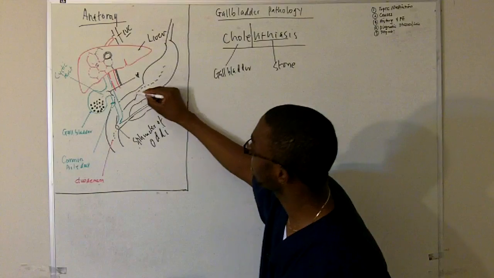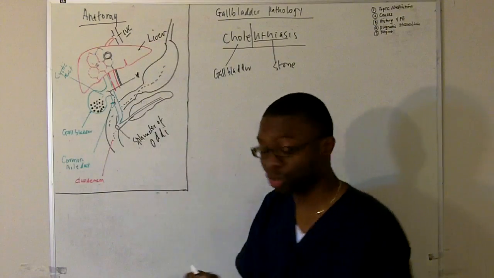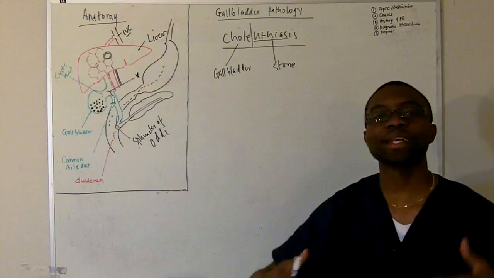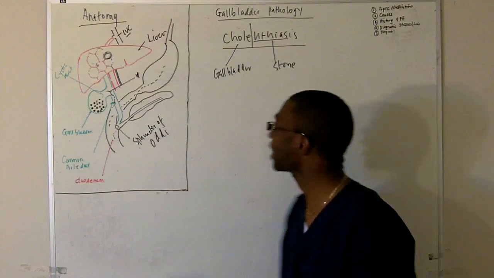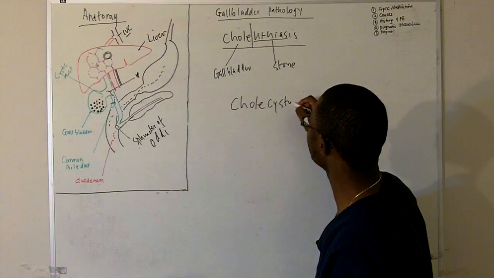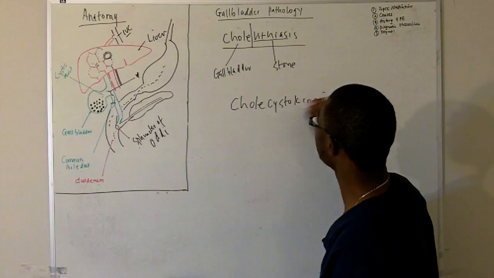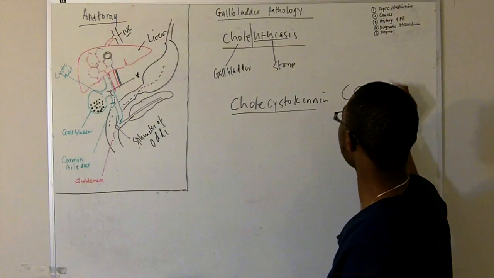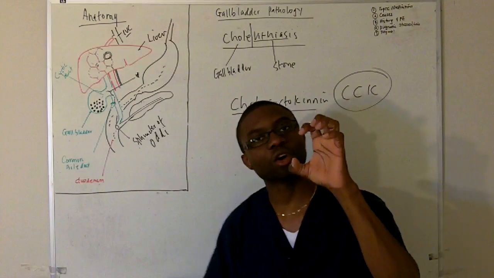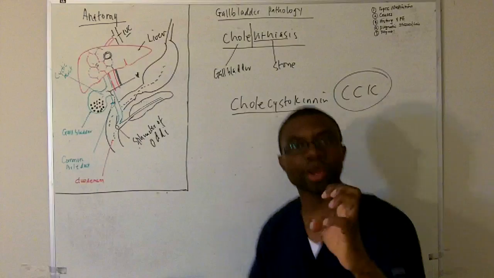When food gets into the duodenum, it sends a signal. What do you want to do? We make cholecystokinin, right? CCK. That is the hormone that we make automatically, which does what? It causes the gallbladder to do this, to contract.